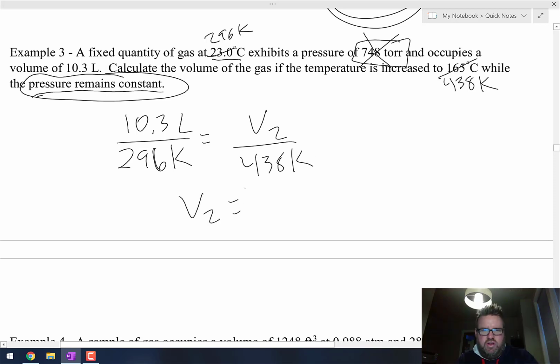Okay, I'm going to do this one a little bit quicker. 438 times 10.3 divided by 296 equals 15.2 liters. Done.